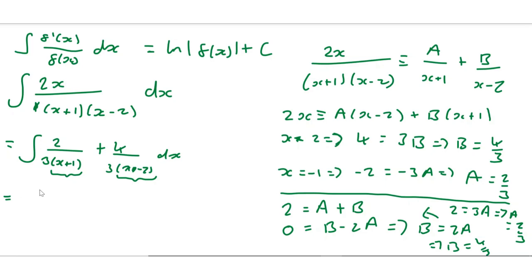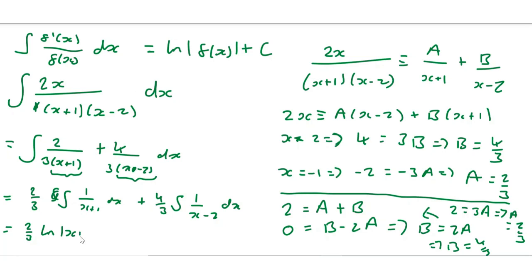So we can write this integral as 2/3 times the integral of 1 over x plus 1 dx plus 4/3 times the integral of 1 over x minus 2 dx, and integrating that using the rule at the top gives us 2/3 ln mod x plus 1 plus 4/3 ln mod x minus 2, and then plus a constant of integration.